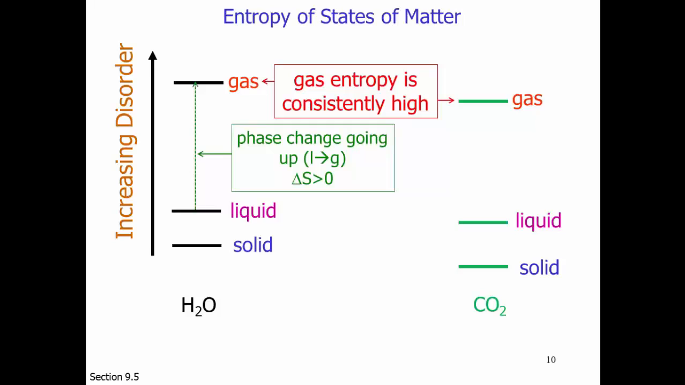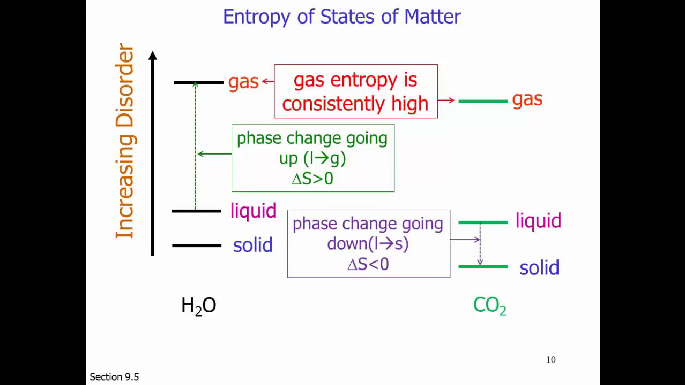If we look at entropy changes, for a phase change, when you go from liquid to gas, the arrow in the diagram is going up. The entropy change is positive. If we consider going from liquid to solid, or freezing, the entropy change is negative because the arrow is going downward.